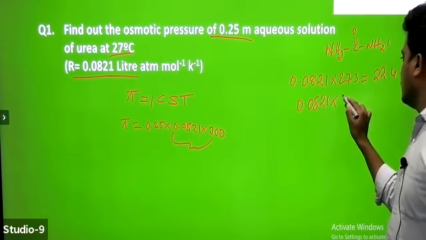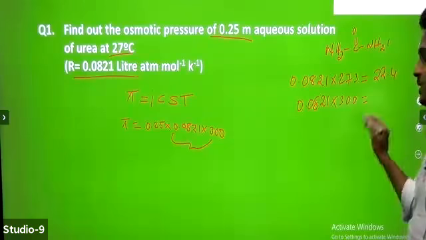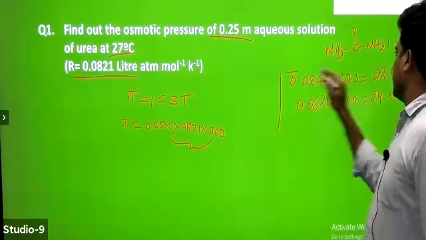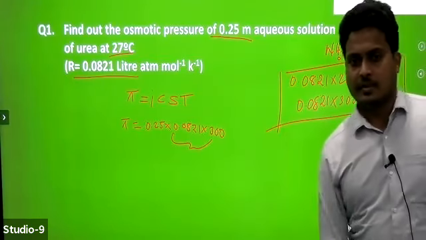Now, 0.0821 into 300, what do we get? How much is it? 24.6, sir. You should remember these two values. Time saving.